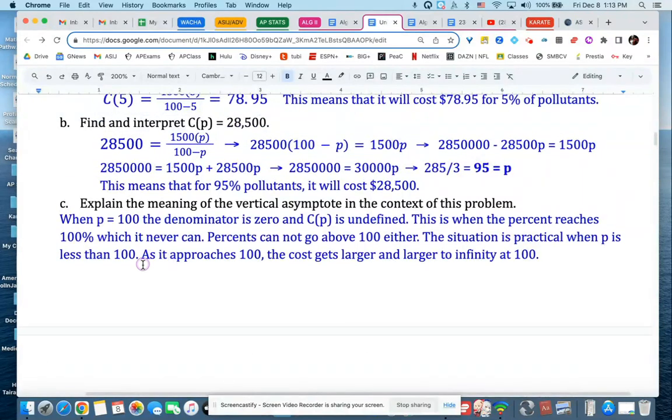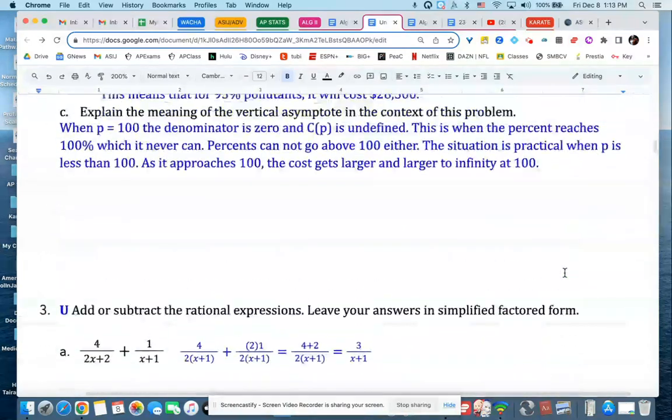So we said that here. As it approaches 100, the cost gets larger and larger, all the way to infinity when you reach 100, right? So as you reach 100. All right, I'm going to move on.